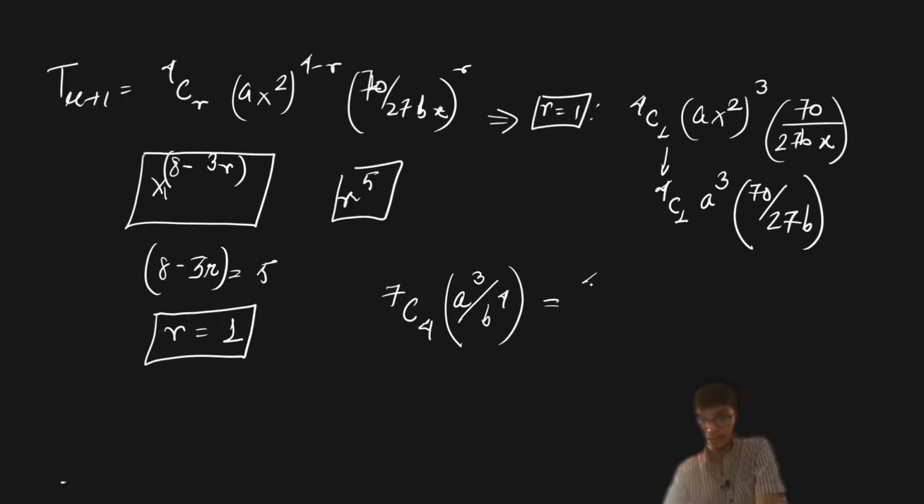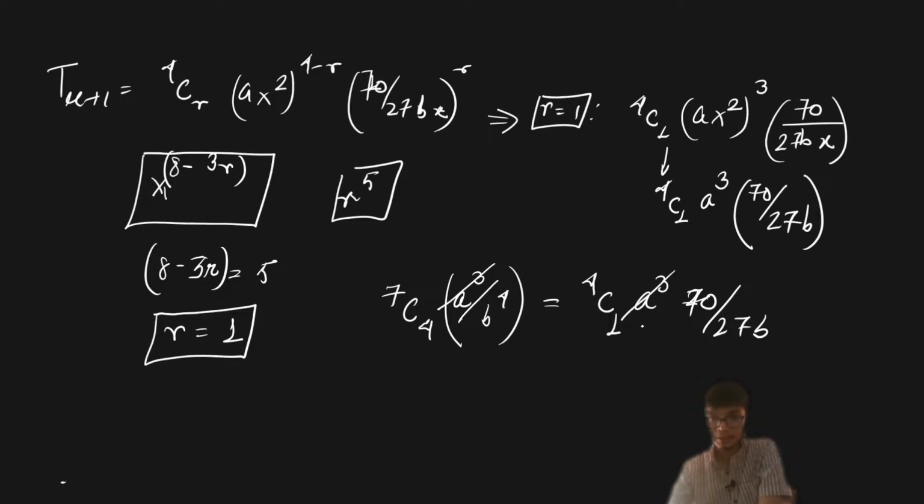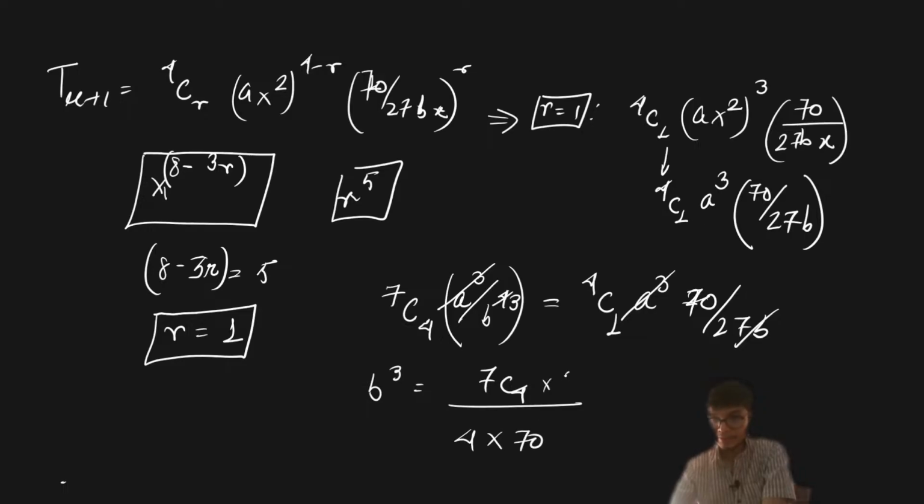Now this particular part and this part are the same. So if I equate them, I'll get the value of b. The a cube and a cube get cancelled because a is not equal to 0, and the 1 upon b also gets cancelled. We are left with b cube equals 7C4 divided by 70, and 27 goes up in the numerator. Now solving this will get us the value.